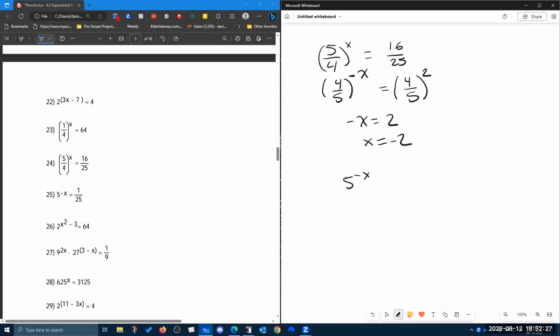5 to the negative x equals 1 over 25. 5 to the negative x equals 5 to the negative second. Negative x is equal to negative 2, and x is equal to 2.